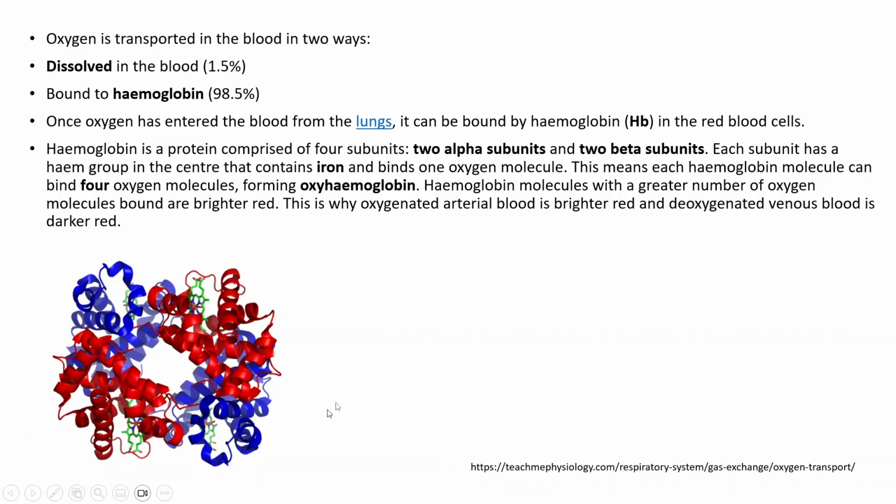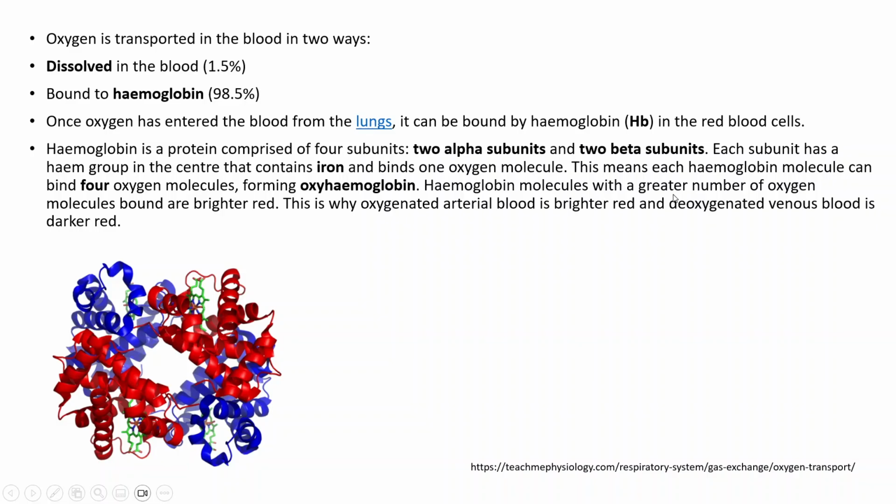So this is hemoglobin. Look at its structure. It has this quaternary folded structure, right? You must have studied about it in biochemistry. It's a protein that has four subunits, so it has two alpha subunits and two beta subunits. Each subunit has a heme group in the center that contains iron, and it binds one oxygen molecule. So that's the carrier, that's what's going to carry your oxygen. This means that each hemoglobin molecule can bind four oxygen molecules, and that's when it's called oxyhemoglobin.